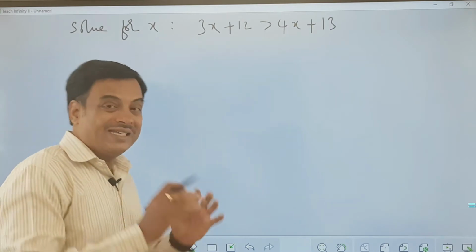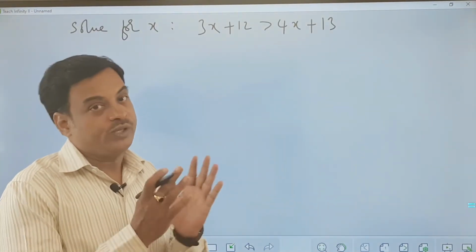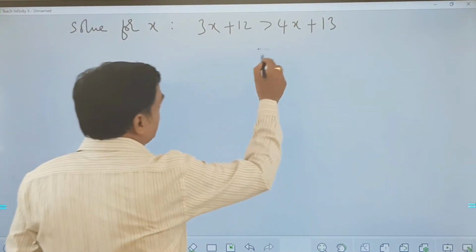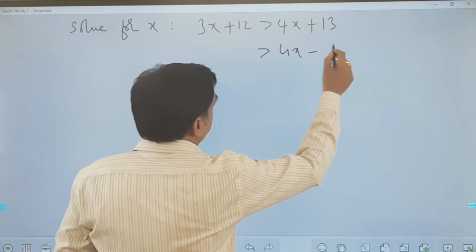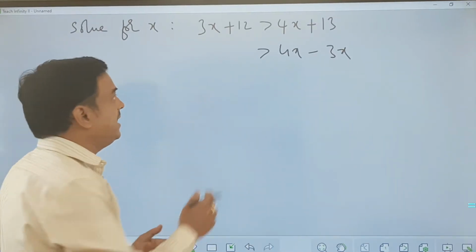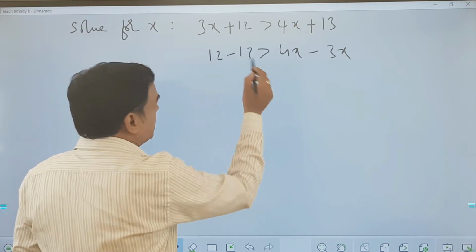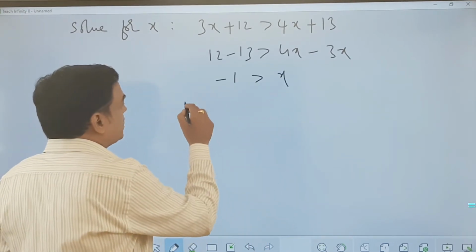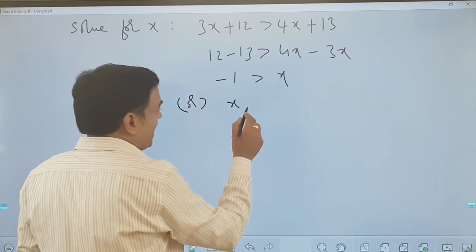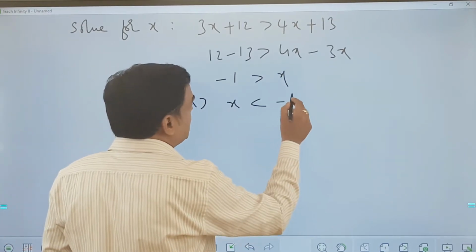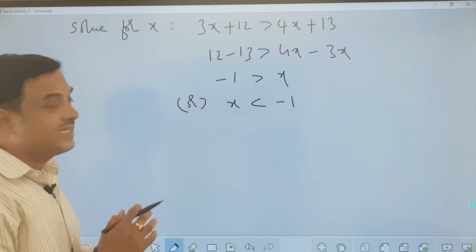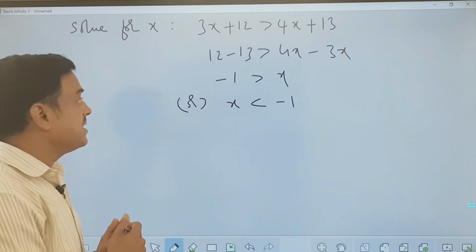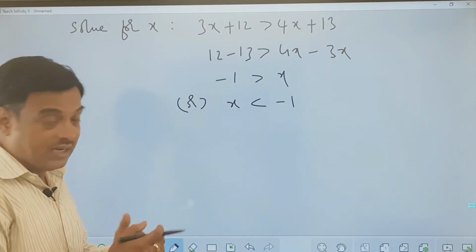So how do we solve? Same as the equations concept, we solve this. I keep greater than here, 4x minus 3x, getting like terms to one side, and 12 minus 13, minus 1, is greater than x. The same thing I can call x is less than minus 1. Minus 1 is greater than x, or x is less than minus 1, is what I get.